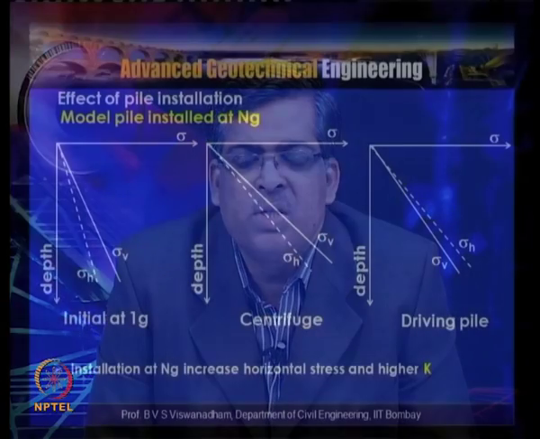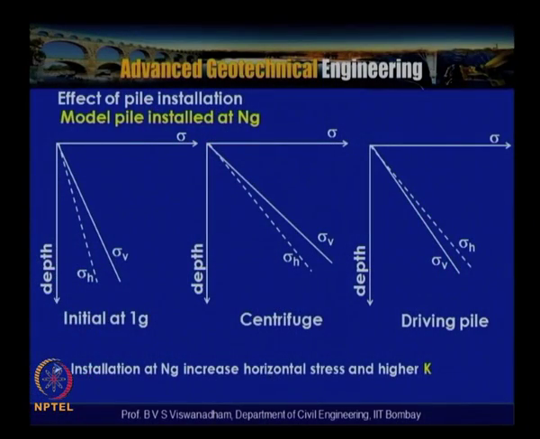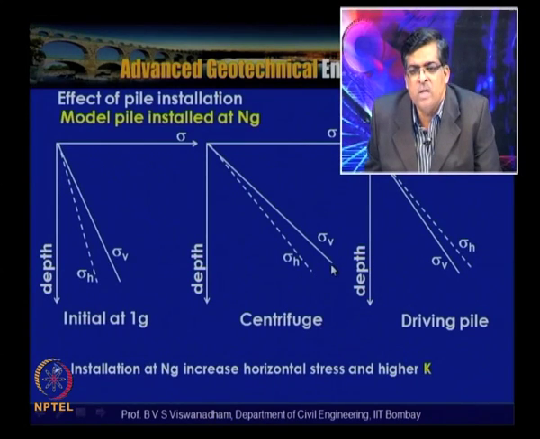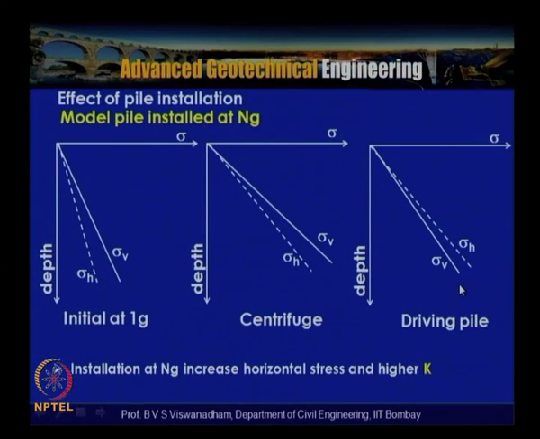Let us say that we have a model pile installed at Ng. That means that you have a soil mass which is initially at 1G, and when we take it into the centrifuge, the soil's sigma v, that is the vertical stress, and sigma h, the stresses have been magnified because of the Ng environment. And now when you are actually driving the pile, sigma h will be more than sigma v. This is because of the increase in the horizontal confinement because of the driving of the pile during flight. So installation at Ng increases the horizontal stress and gives a higher K value.